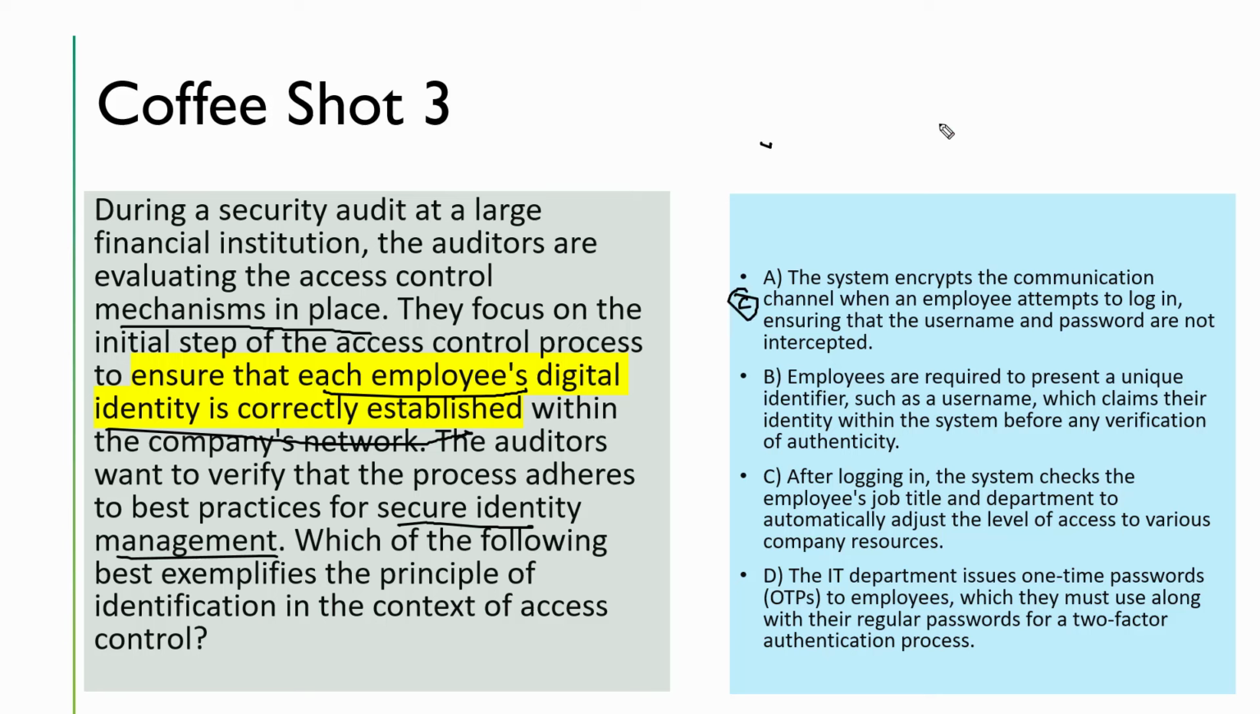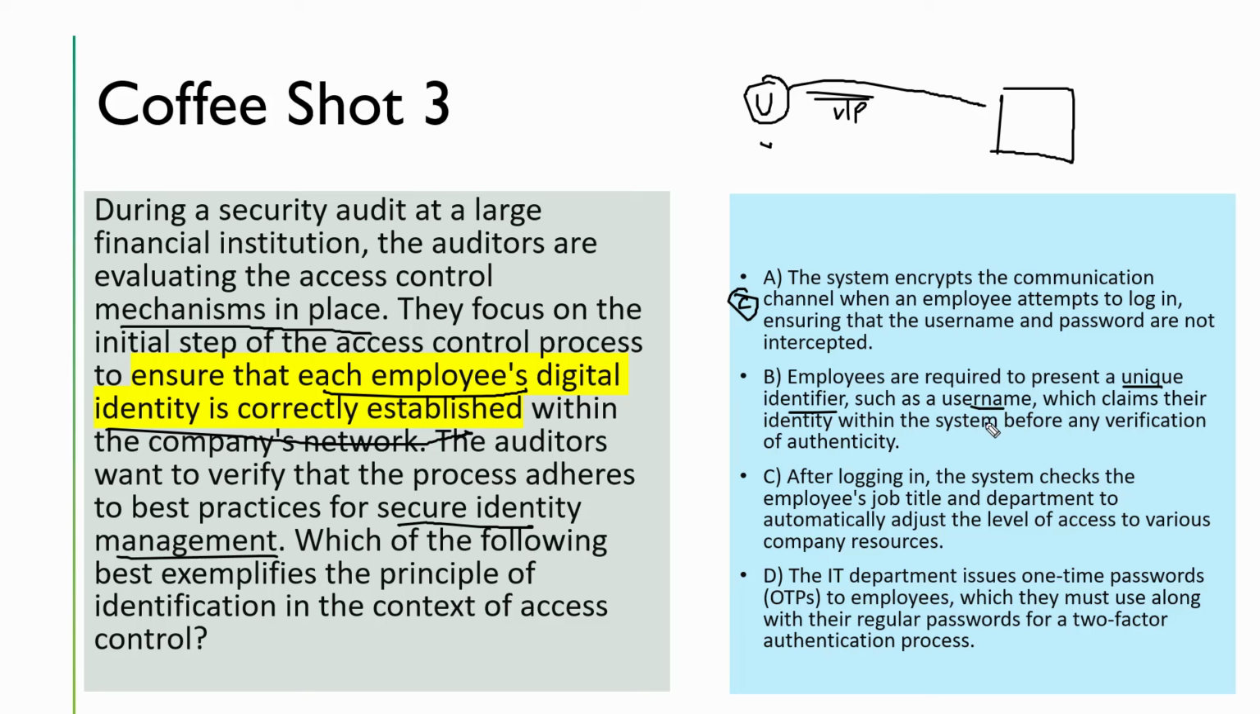So this is the username and this is basically a server example. We have a user here and the user wants to connect with the server and he wants to send the username and password through this particular channel. But the question is not talking about that. The question is asking which principle exemplifies the identification. So A is about sending the information in an encrypted manner, which is confidentiality. So we remove that. Second, employees are required to present a unique identifier, which is a username.